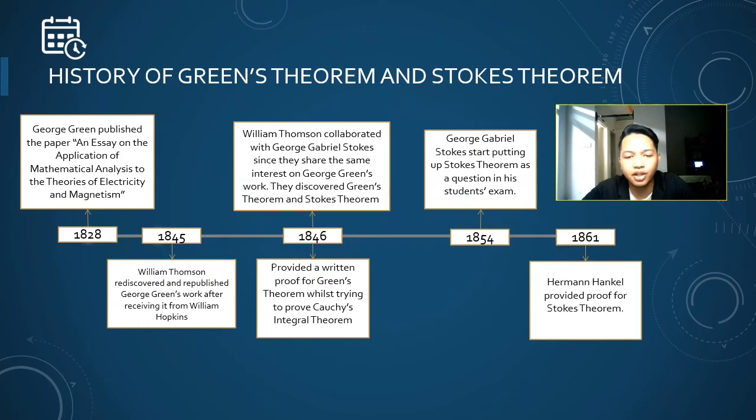Later in the timeline, in 1854, George Gabriel Stokes started putting up Stokes' theorem as a question in his students' exam for his students to prove. Because Stokes liked to put up the theorem as a question, the theorem was named after him, which is Stokes' theorem. And there is no evidence that his students have proved the theorem, except in 1861, Hermann Hankel provided a proof for Stokes' theorem.